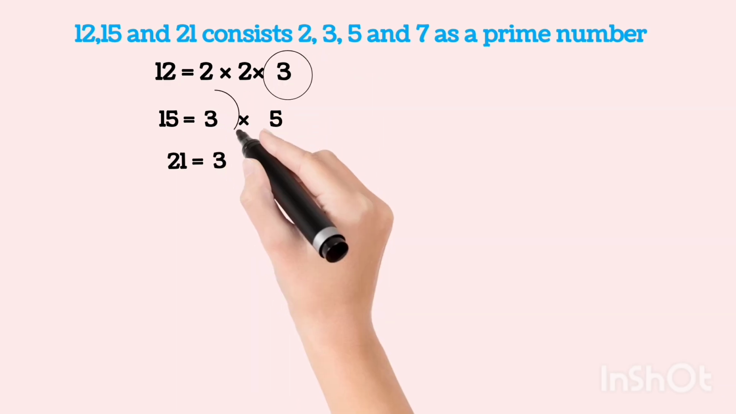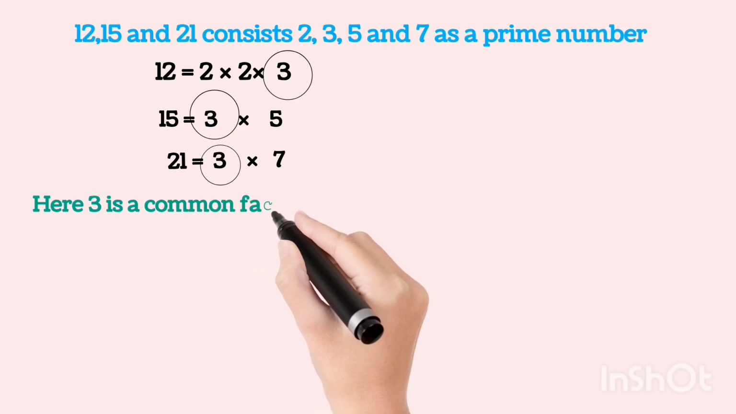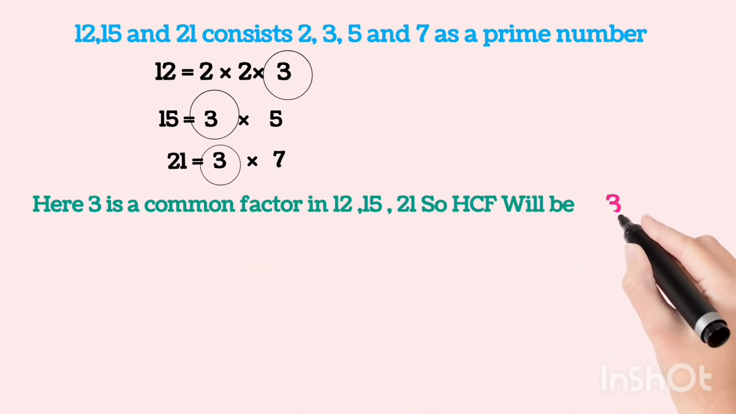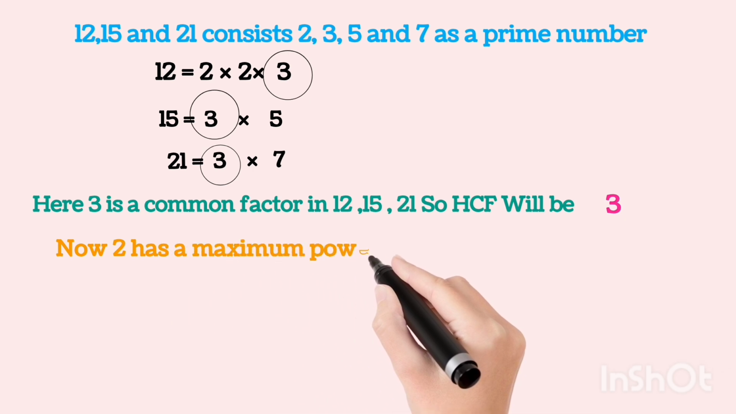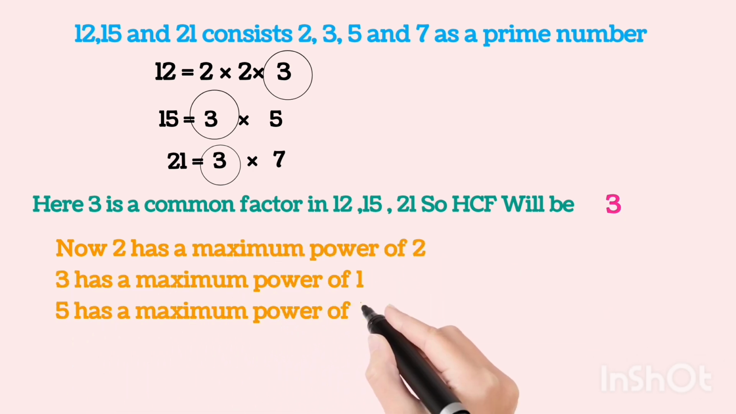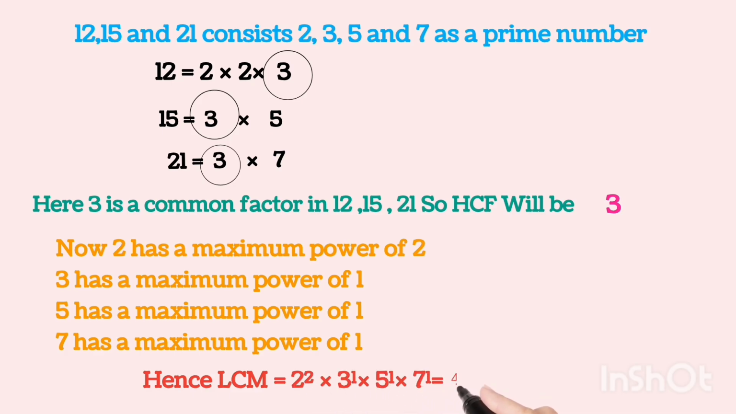3 is common in 12, 15 and 21. Here 3 is a common factor in 12, 15, 21. So HCF will be 3. Now 2 has a maximum power of 2, 3 has a maximum power of 1, 5 has a maximum power of 1, 7 has a maximum power of 1. Hence LCM is equal to 2 to the power 2 into 3 to the power 1 into 5 to the power 1 into 7 to the power 1, which is equal to 420.